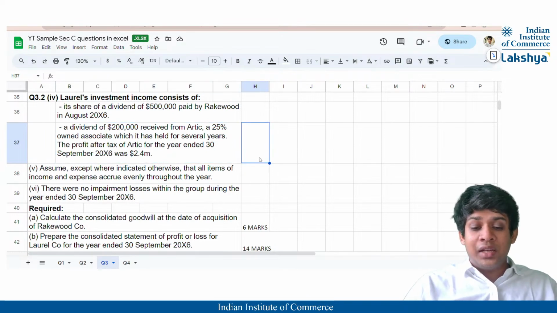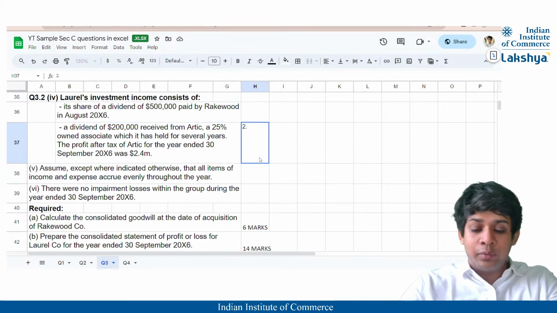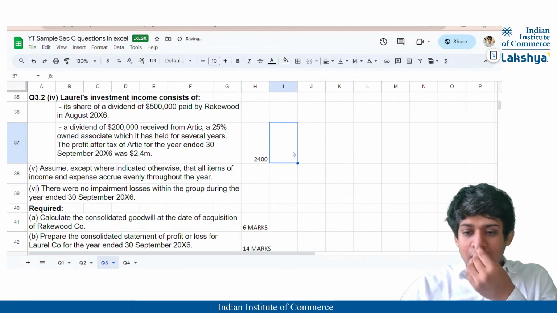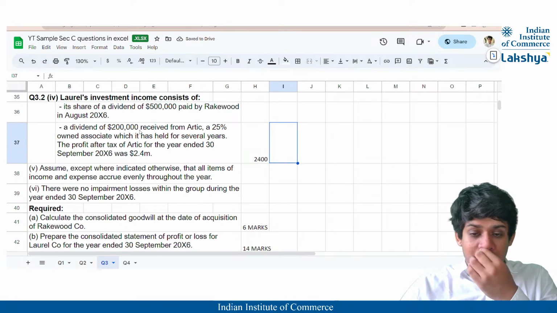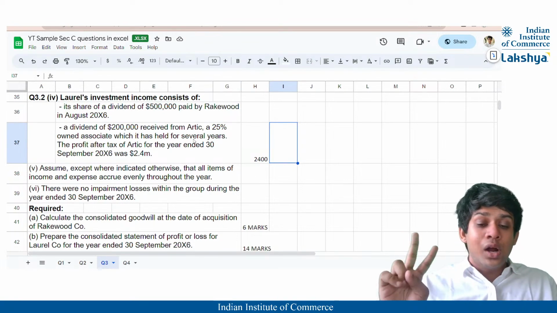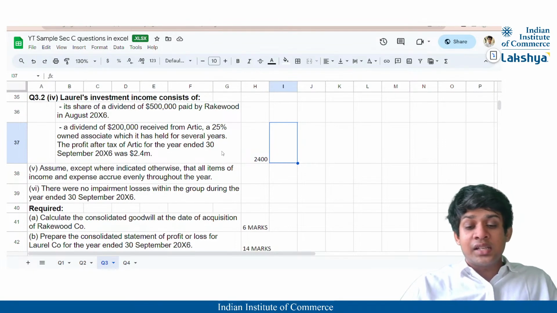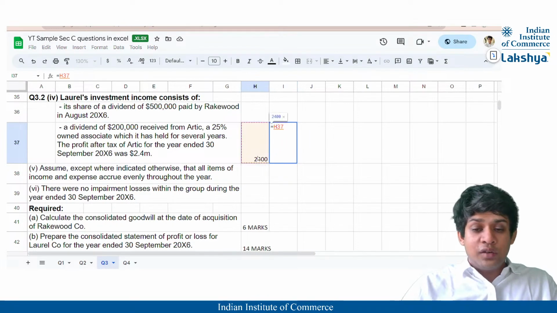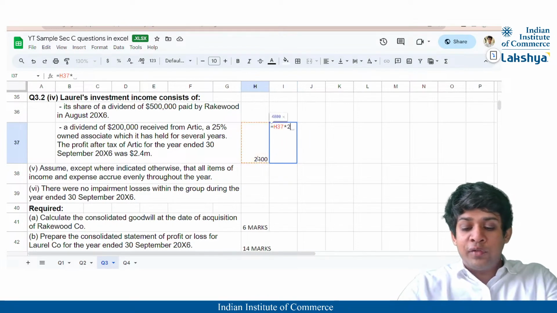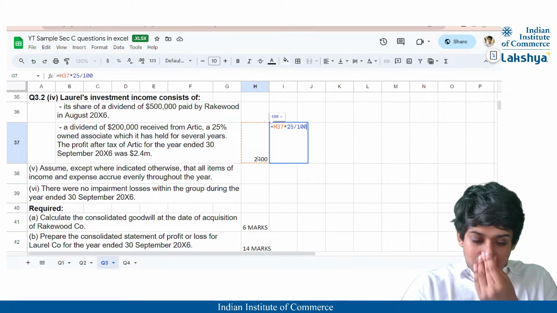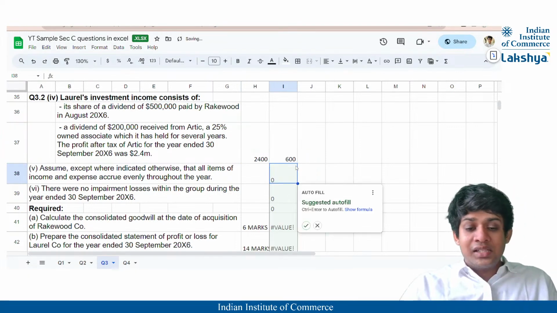So if the profit after tax is 2.4 million, how much is the dividend that we have received? A dividend of $200,000 is received, but that $200,000 is never recognized. We will just recognize the share of profit in associate. That is 2,400 into 25%, so the value is going to be 600.